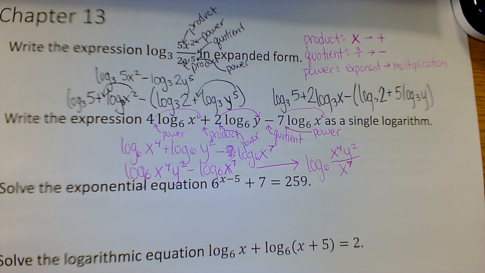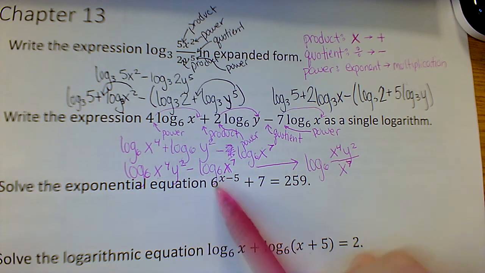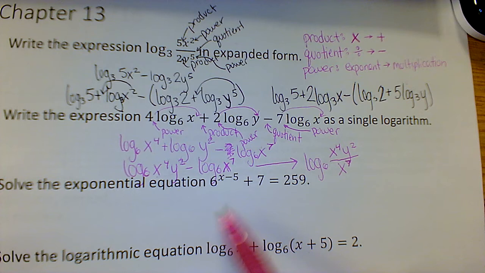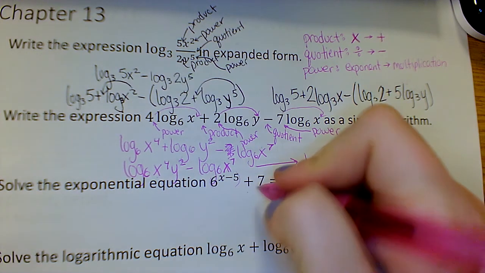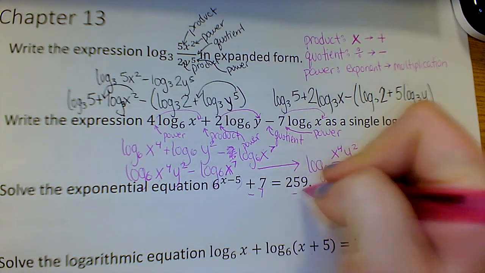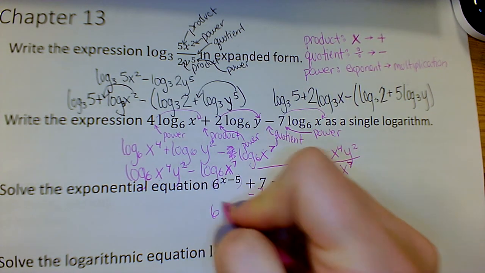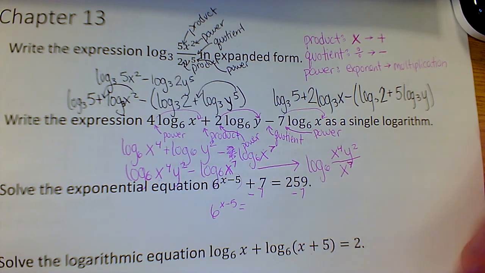So that was like the first half of chapter 13, and the second half was using logs to solve either exponential or log equations. So this first one here is an exponential equation, and I'm trying to solve for x. Well, the first thing I need to do is get that base and exponent by itself, right? So I need to get this alone. So I'm going to move the 7 over. It's plus 7, so I'm going to subtract 7. And 259 minus 7.